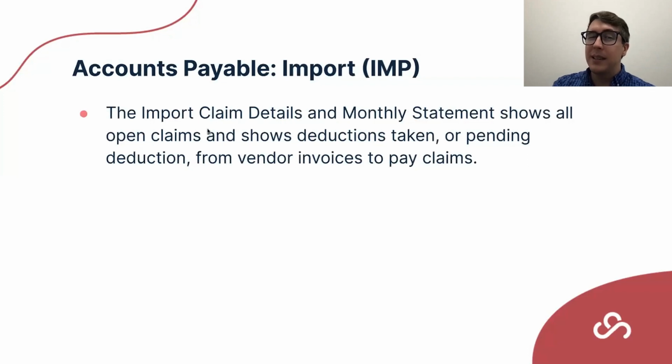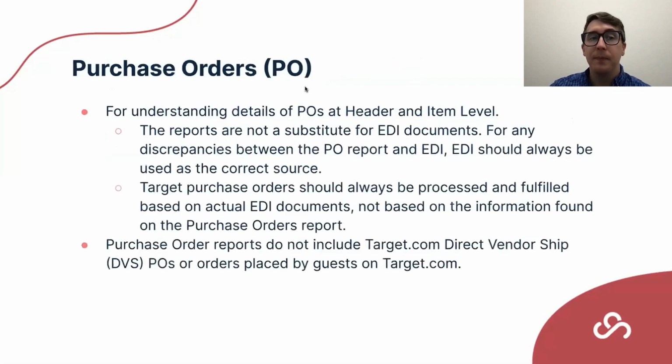And import is a bit similar, but it's specifically deductions. In this place, they call them claims. They don't normally use the word claim in Target land. Usually they just say chargeback or deduction. But in this case, it's an import deduction, aka claim. And you can see those in your accounts payable import if you have any import vendor numbers. And if you want to dispute those, it's the same process that goes through Synergy.